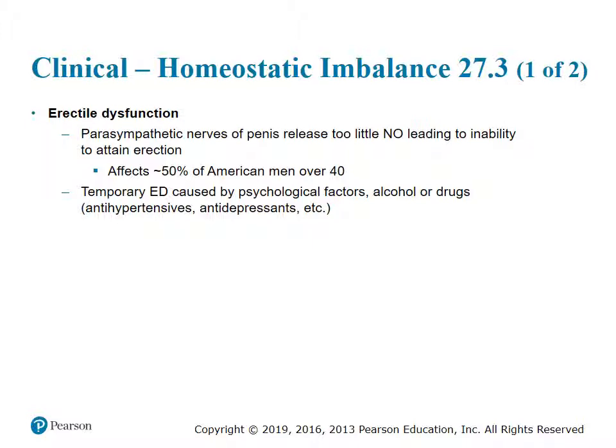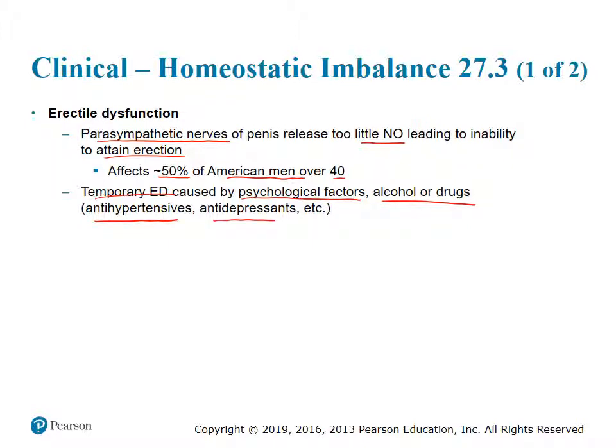All right, so erectile dysfunction occurs when the parasympathetic nerves release too little nitric oxide, and with no nitric oxide or a little nitric oxide, again, no erection, right? 50% of American males over 40 experience erectile dysfunction. You can have temporary dysfunction, and that can be from mental, psychological factors, overthinking things. Alcohol and drugs can actually cause this as well, right?